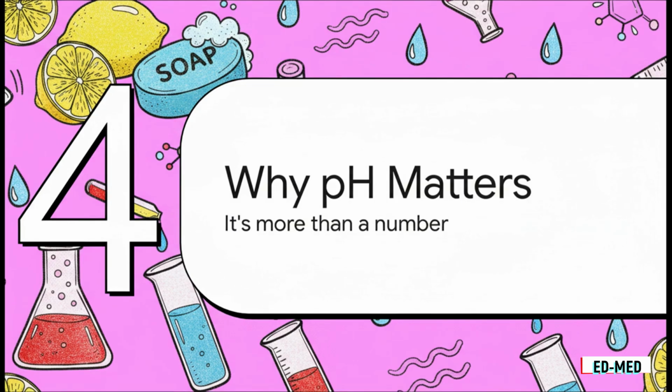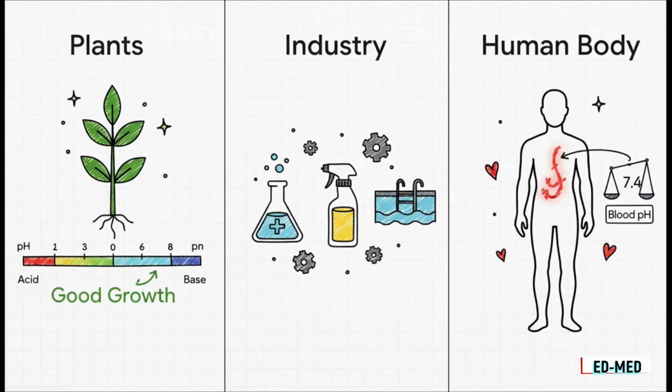Okay, so this is all fascinating chemistry, for sure. But why should you actually care about any of this? Well, it turns out pH isn't just a number in a textbook. It's an absolutely critical factor that affects almost every single part of our world and even our own bodies. For example, farmers are obsessed with the pH of their soil, because if it's too acidic or too basic, plants just can't absorb the nutrients they need to grow.